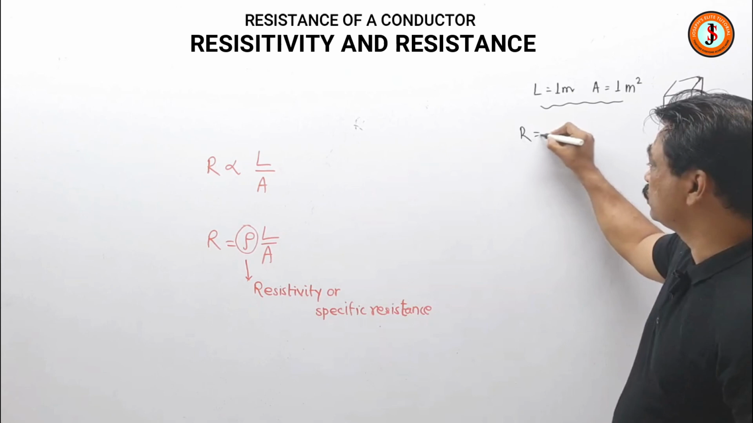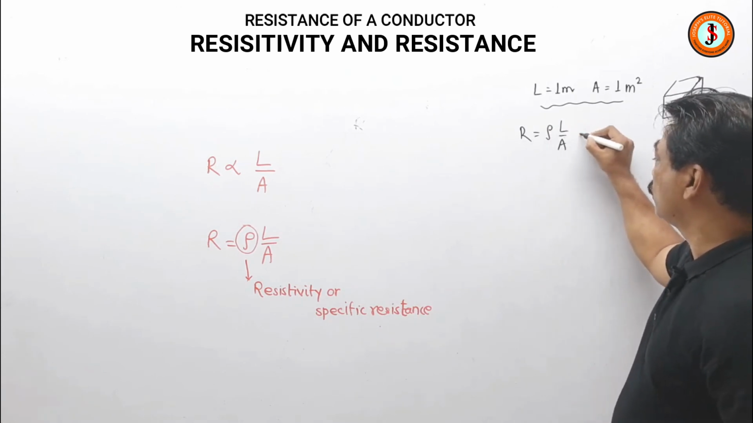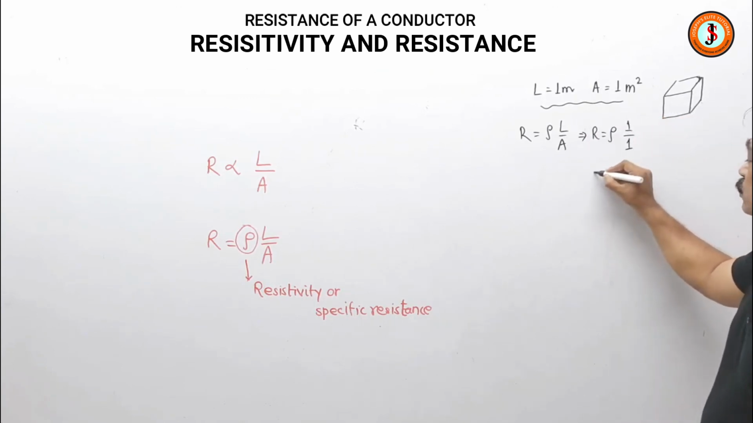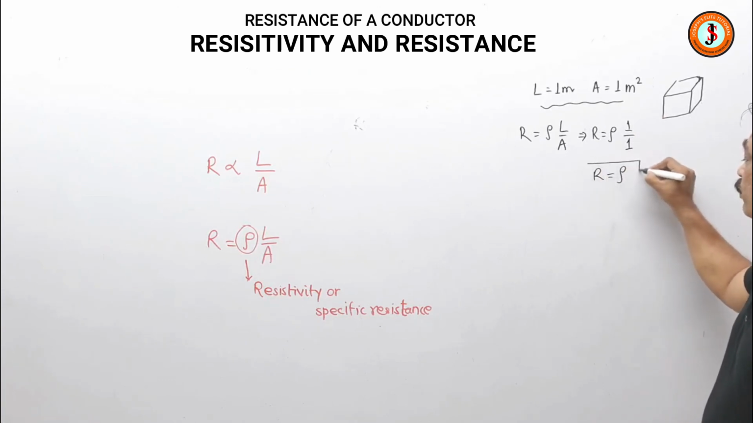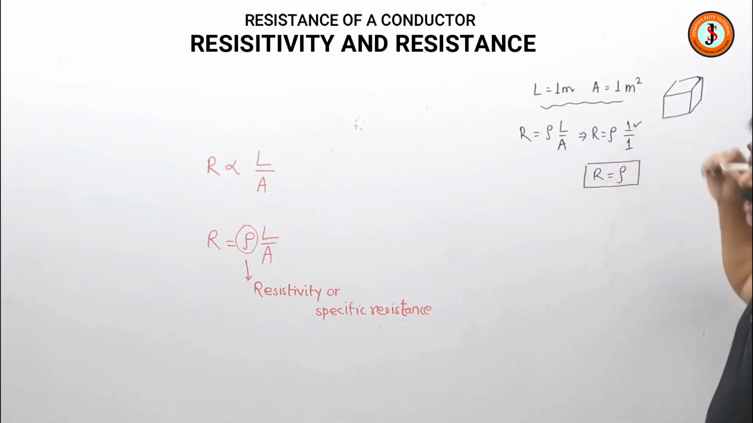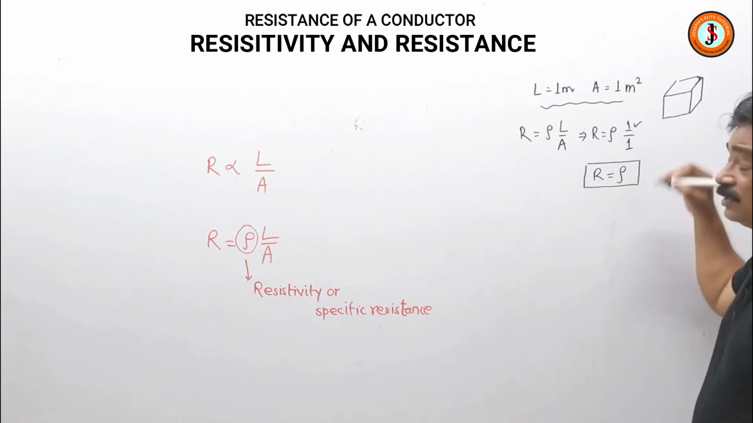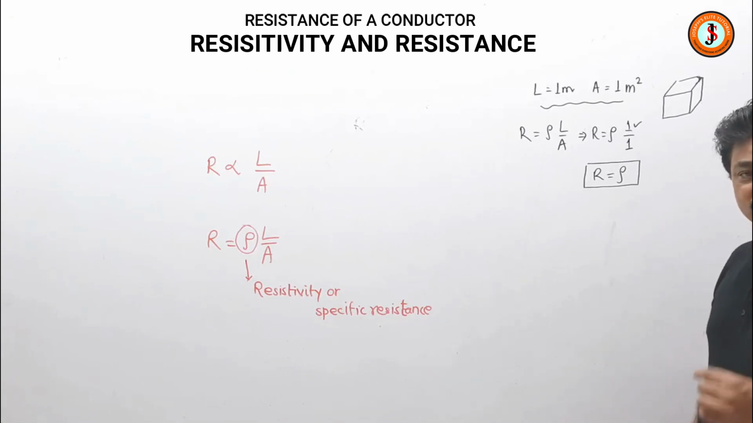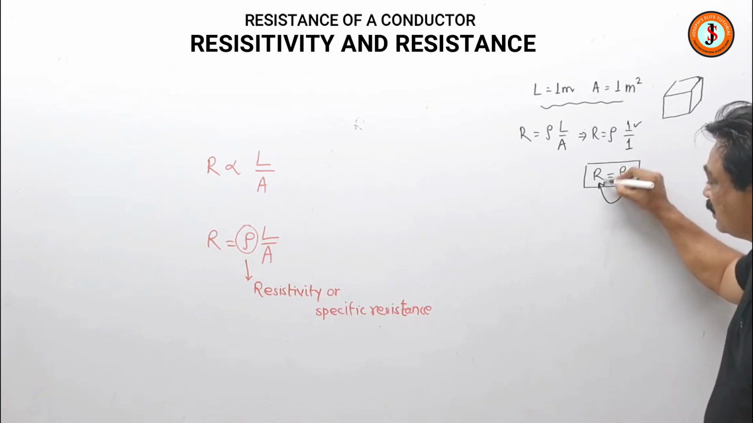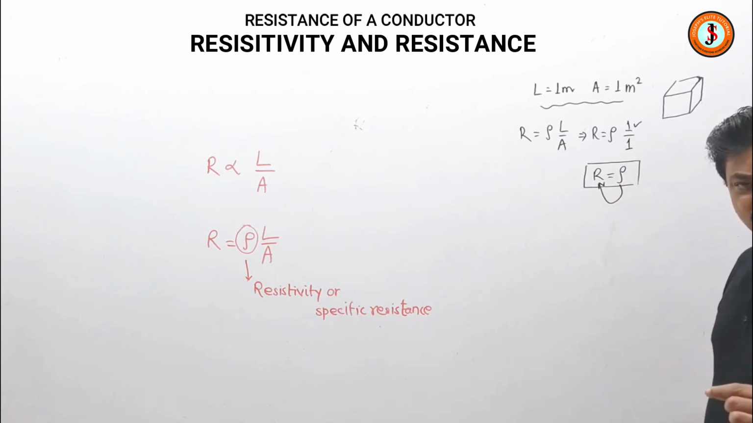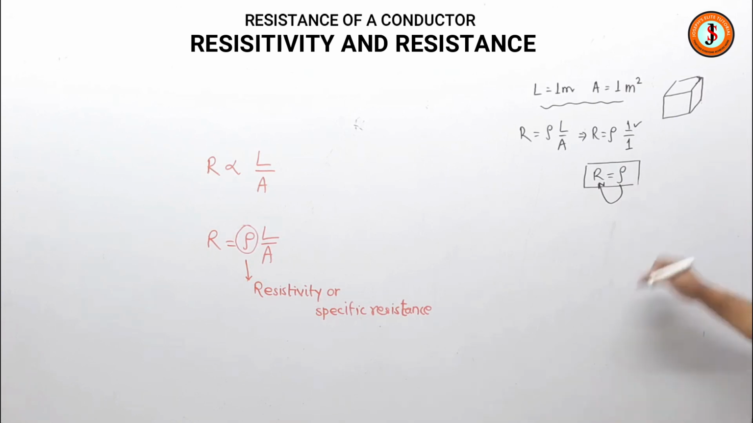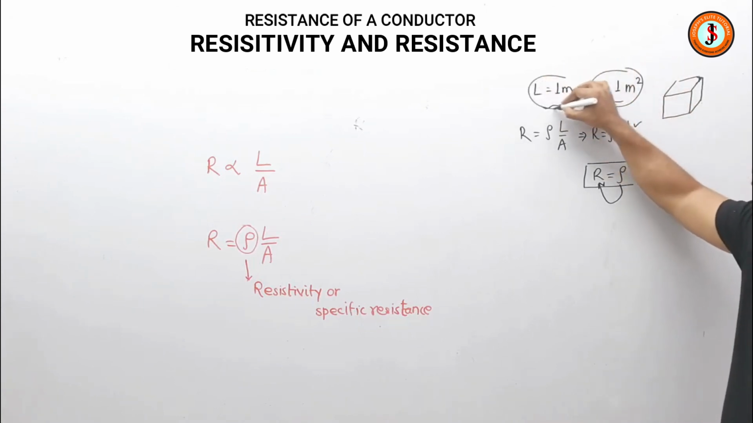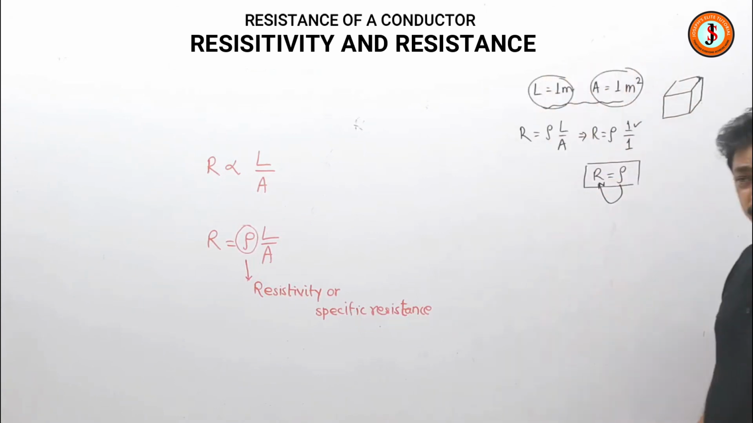So resistance is equal to rho L by A. So I will have R is equal to rho times 1 by 1. So R is equal to rho, when you have length as 1 meter and area of cross section as 1 meter square. So that is what is resistivity. Resistivity or specific resistance is equal to the resistance of a wire whose area of cross section is 1 meter square and whose length is 1 meter. Alright.